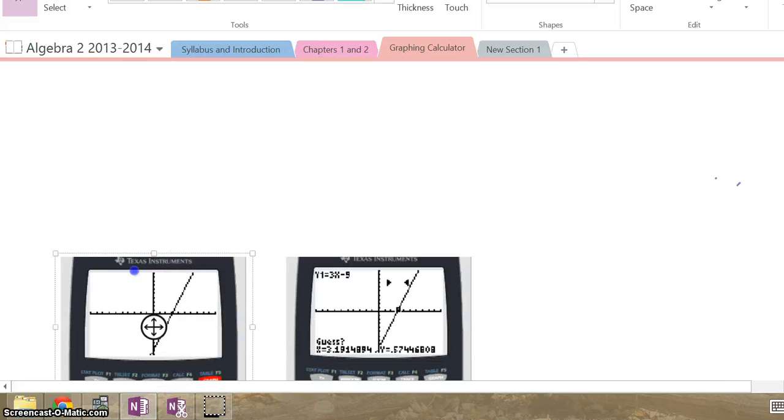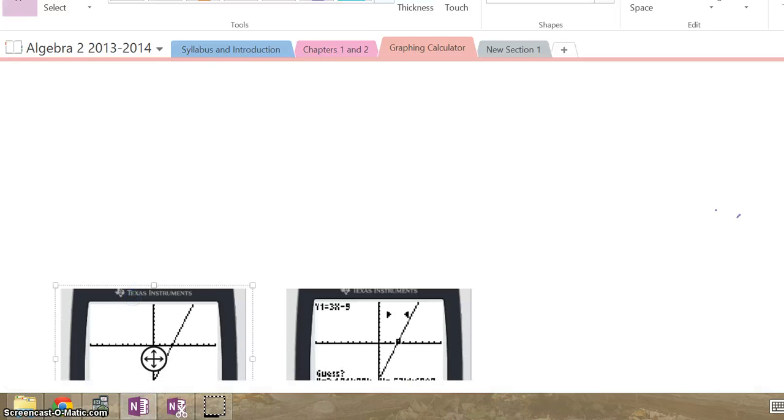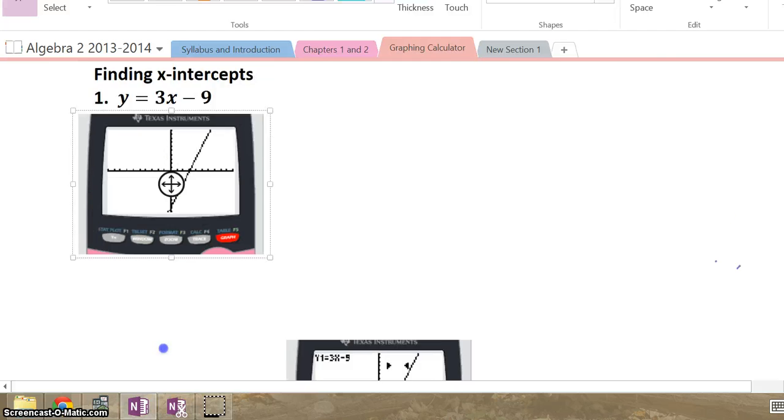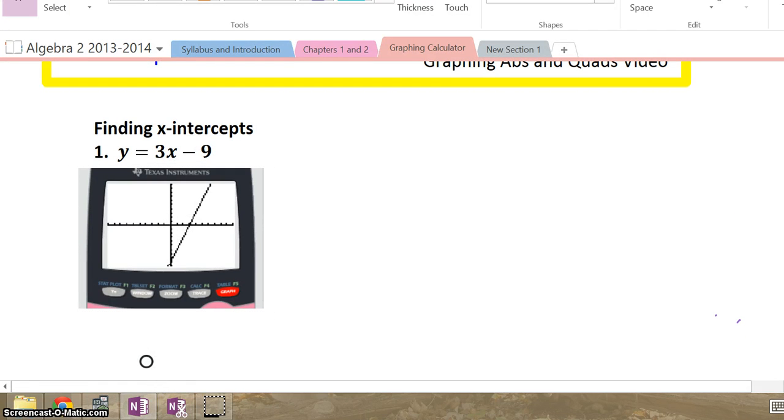So since I can't write on my calculator here, I'm going to pull up a picture of what you should have. So this here is a picture of what you should have on your calculator. Now this point right here is the x-intercept. This is your x-axis and this is your y-axis. So you want that point right there.